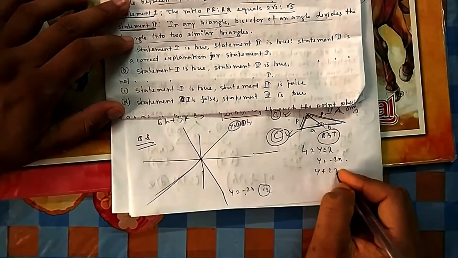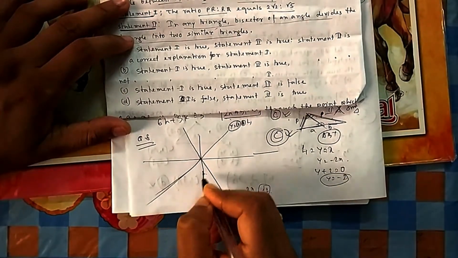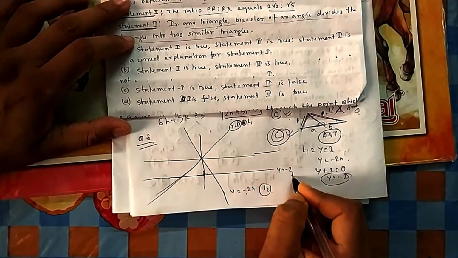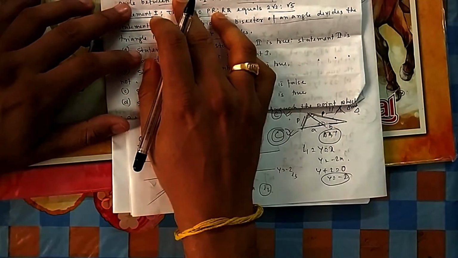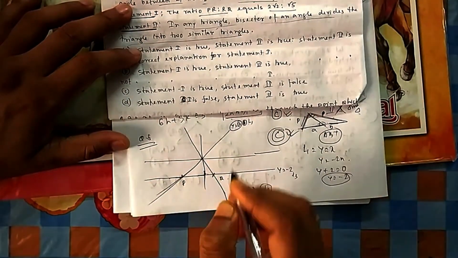And intersect the line y plus 2 equal to 0, which means y equal to minus 2. So what does this line represent? Y equal to minus 2 represents a line parallel to the x-axis. This is y equal to minus 2, that is L3. So it divides what they told you, P and Q. L1 divides it at P and this divides it at Q.